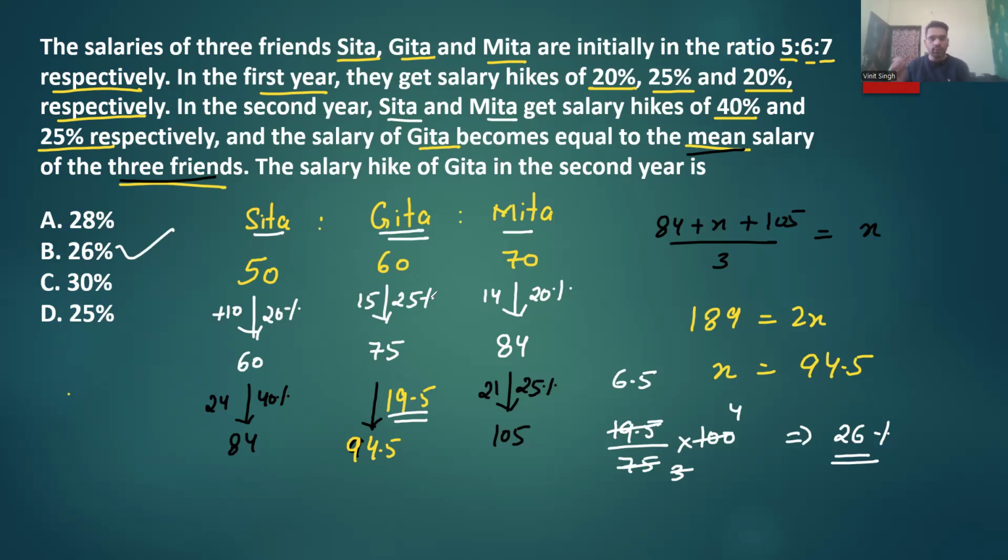So I hope you will understand the question. First of all, you have to understand the language of the question. After that, you have to be careful while solving the question. I made a mistake in the calculation. 84 plus 105, I wrote 185 instead of 189. So you have to be careful about that, otherwise you will get the wrong answer. Clear? So while solving the question, you have to be much careful in the calculation part. Now come to the next one.